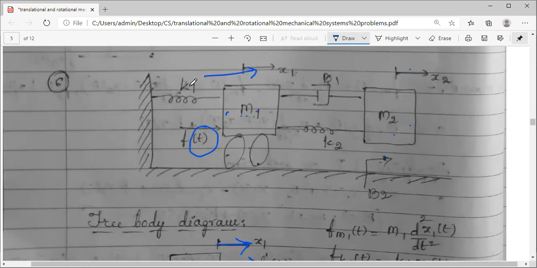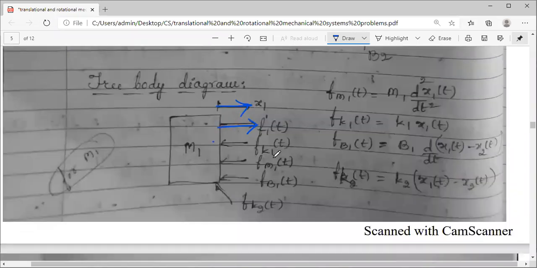Then K1, K2, B1 and FM1. So totally four opposing forces exist: K1, B1, K2 and M1. Four different forces act in the opposite direction, so I have to take the opposite sign to that of the applied force. This is the free body diagram for the first figure. For this, write down the force equation for F1, M1, which you know already, for K1, B1 and K2. This is for the first body, the first mass, M1.